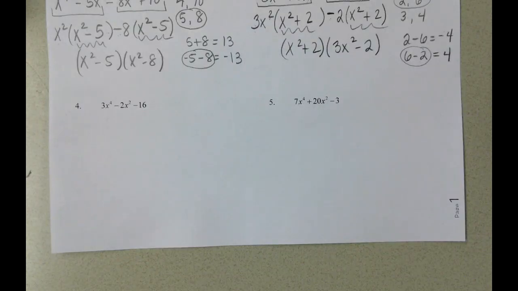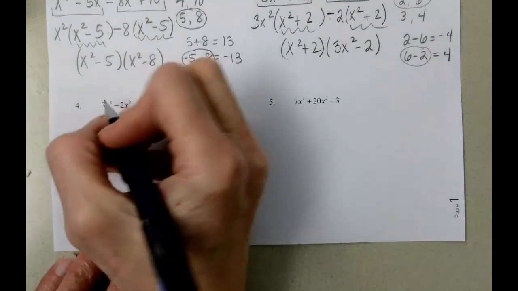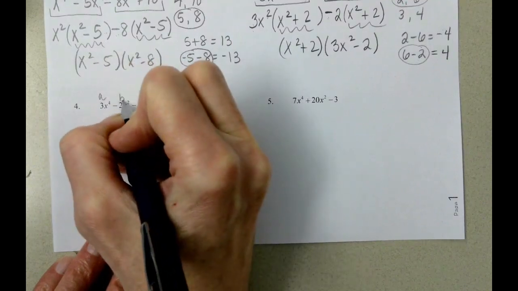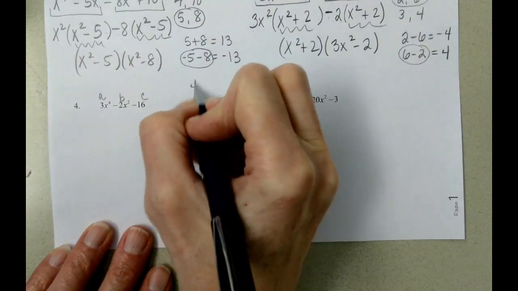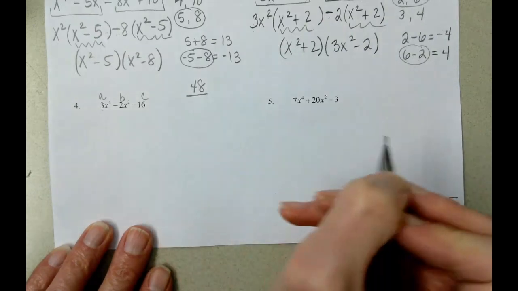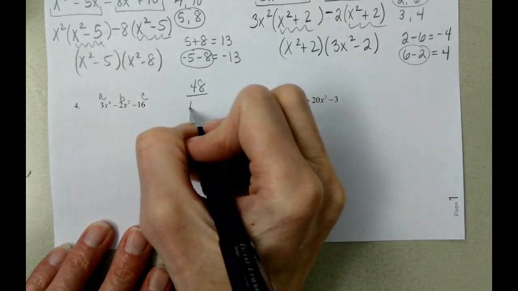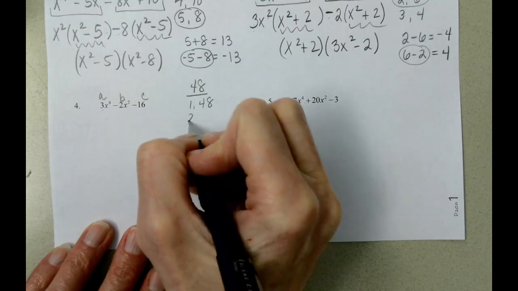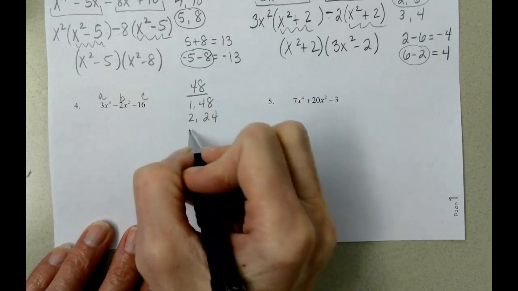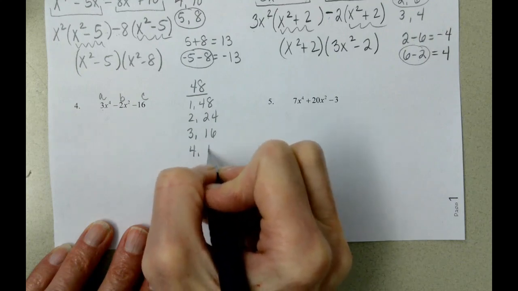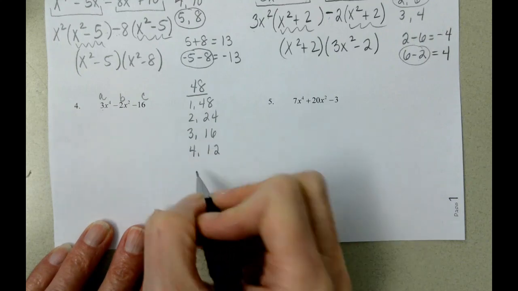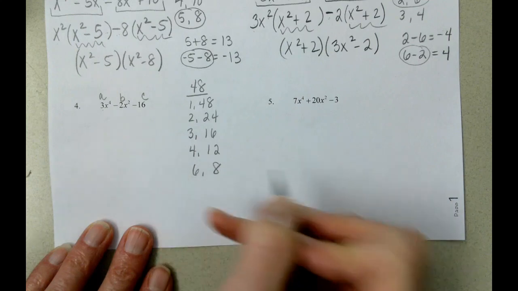We are still factoring on page 1 of our solving polynomials packet. Let's start by labeling A, B, and C. 3 times 16 is 48. And we're going to list all the factors: 1 times 48, 2 times 24, 3 times 16, 4 times 12, and 6 times 8.